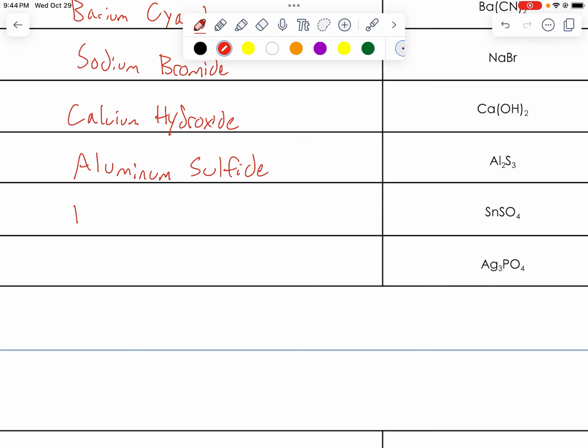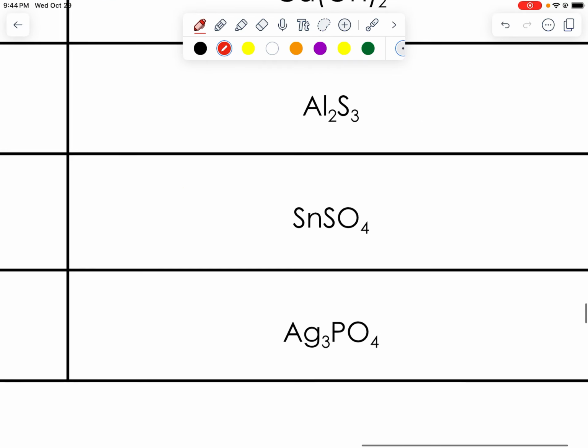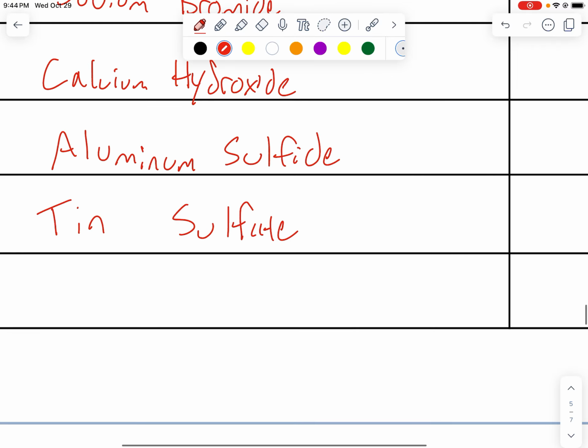Sn is tin. Now tin's one that needs a Roman numeral. SO4 is sulfate. So SO4 has a -2 charge, which means the only thing that we have here is tin by itself. It has to have a +2. So this is tin 2 sulfate.